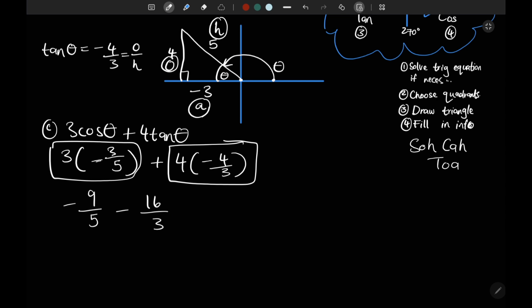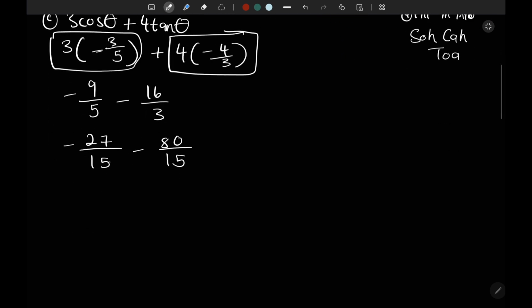Now let's try to find the common denominator. Our common denominator is 15. You guys know how to deal with fractions, right? So I'll just make this quick. You'll end up with negative 27 over 15 minus 80 over 15. We have a common fraction, so let's combine. This will be 27 minus 80, which is negative 107 all over 15.